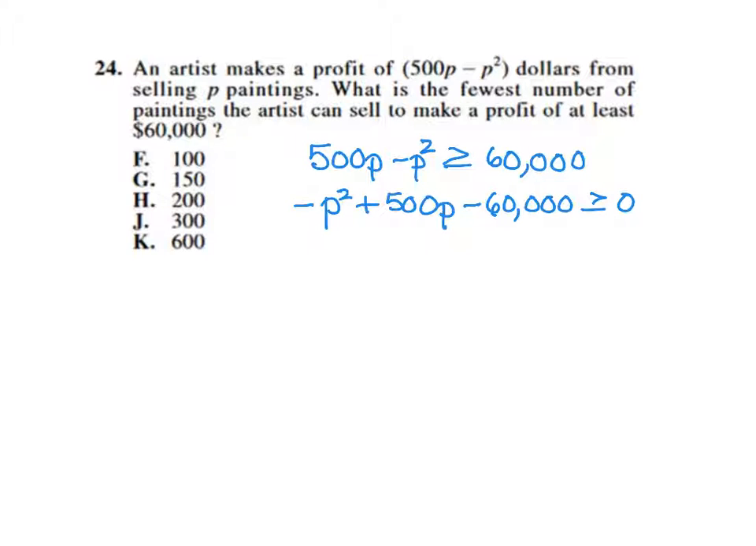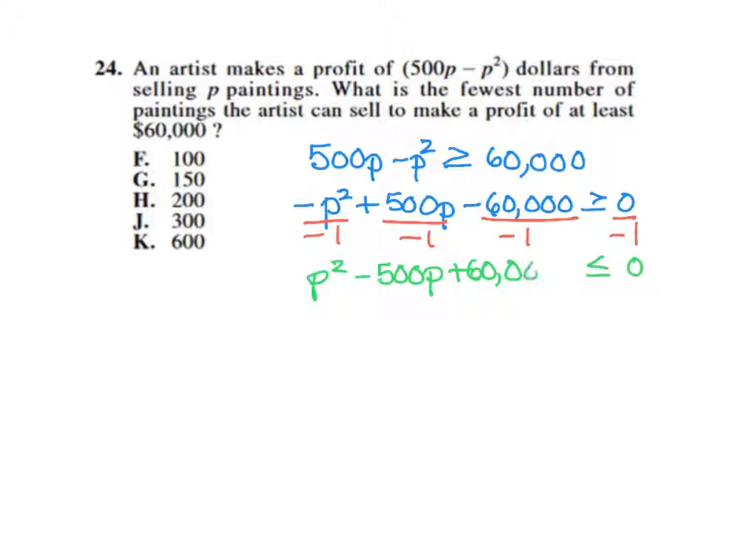Then what I'm going to do is divide by -1, because I want my leading term to be positive. And when I do this, all the terms get divided by -1. As I divide by a -1, and this is an inequality, I'm going to remember that I need to change the direction of the inequality sign. So right now I have p squared minus 500p plus 60,000 is less than or equal to 0.